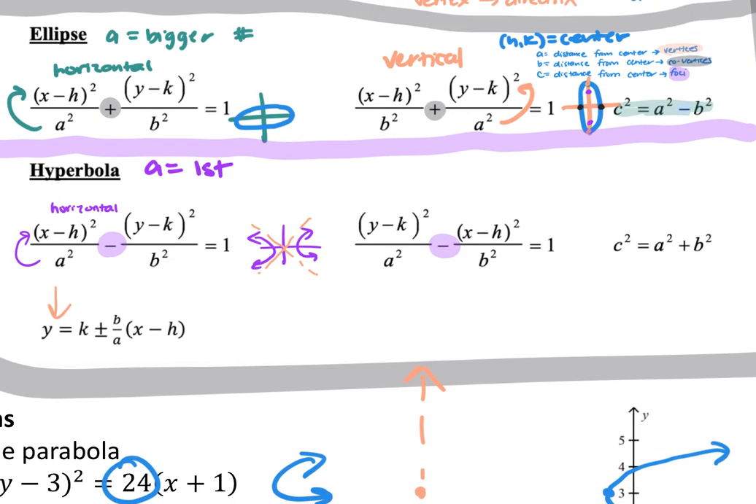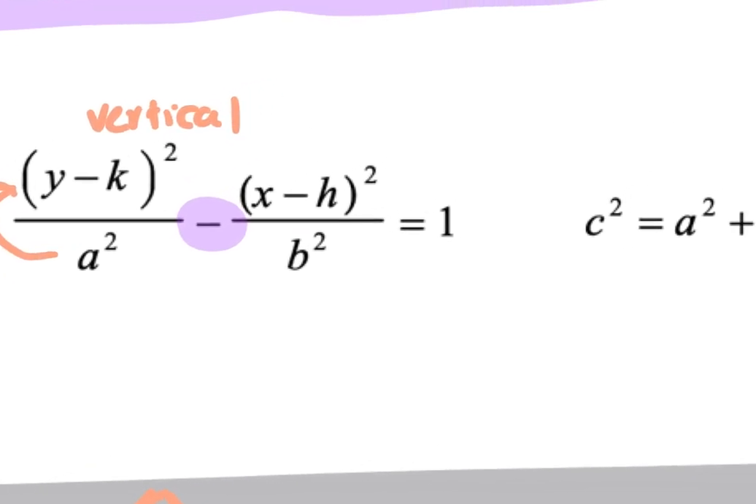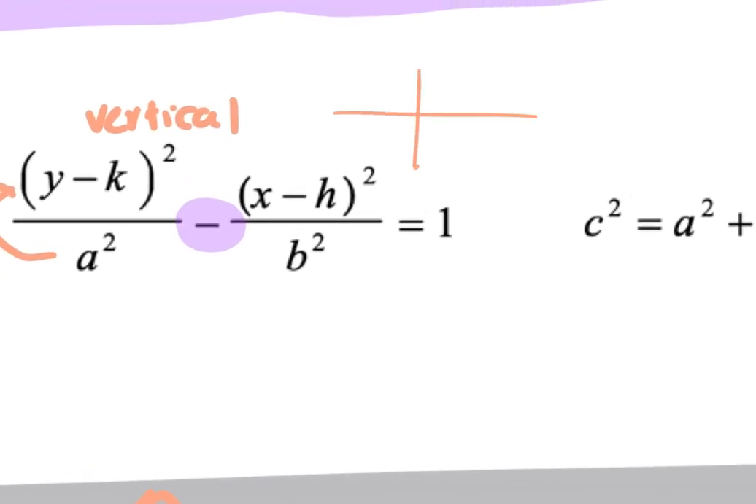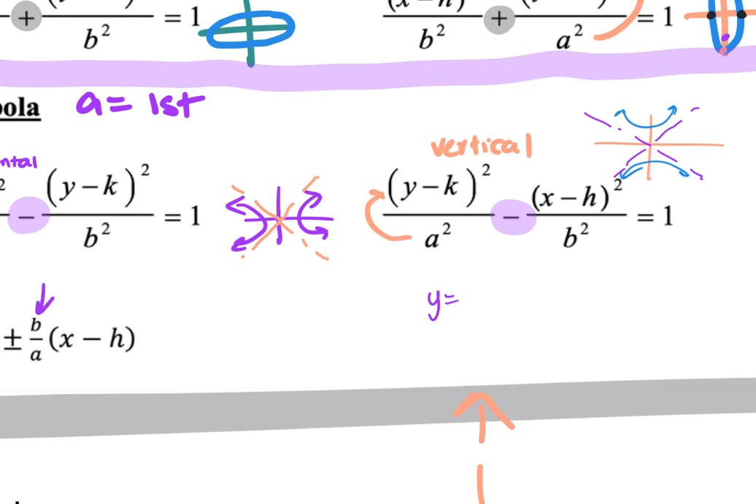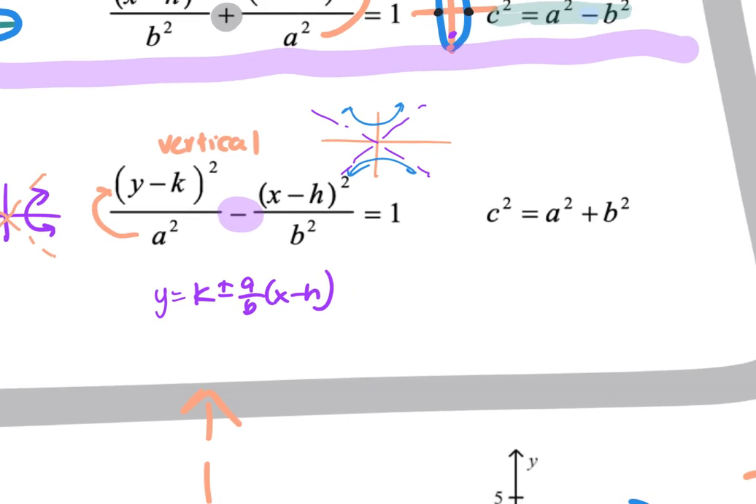If it is vertical, and I would know that because the A is under the Y or the Y is first, then my branches point up and down with the asymptotes running through them. And the asymptotes here are the reciprocal of that fraction. That's the only thing that changes: plus and minus a over b, x minus h. Everything else is the same, but the a over b flips.